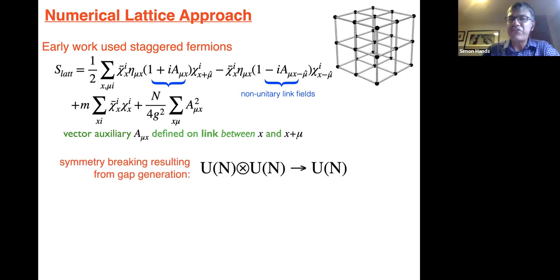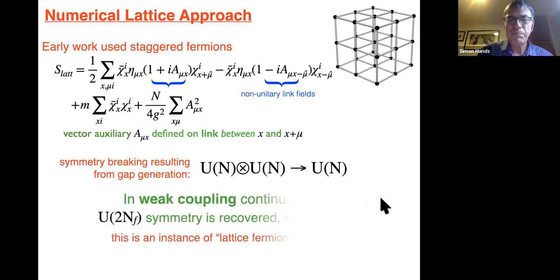Another important distinction, which I didn't worry about at the time when I started this game, was that the symmetries of staggered fermions are not the same as the symmetries of continuum fermions. They actually have a U(N) × U(N) symmetry, and when the gap forms through a term like this, that breaks spontaneously to U(N).